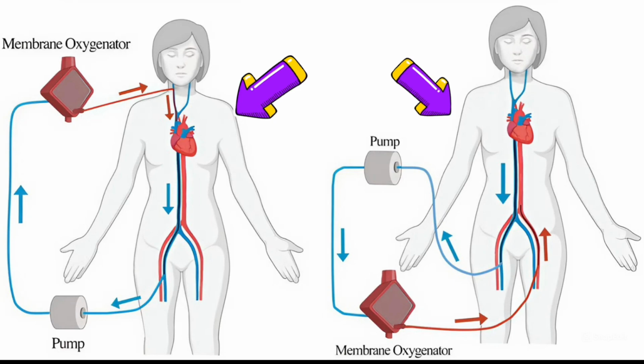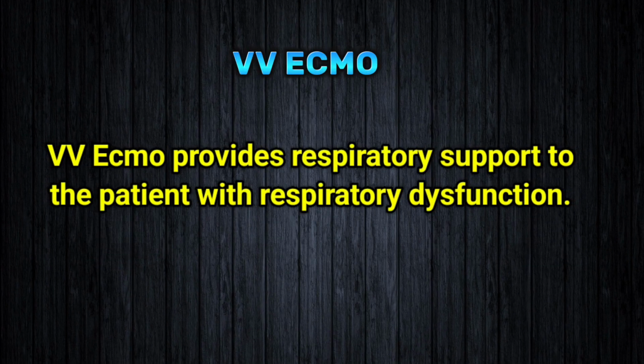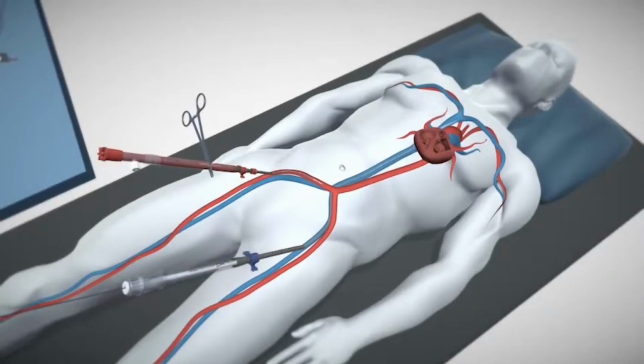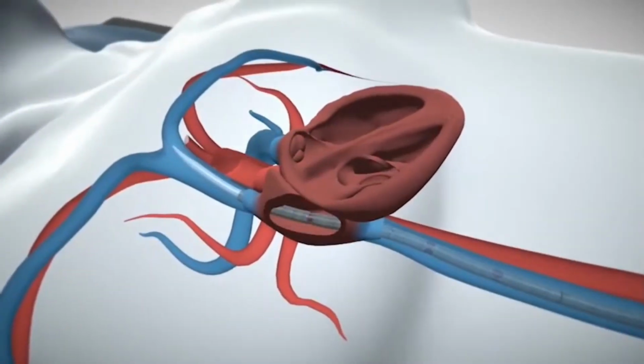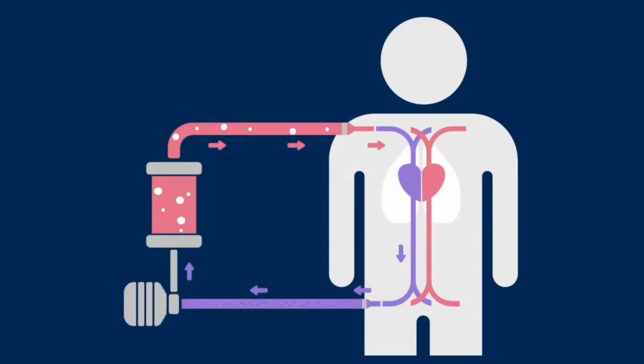First, we will discuss in detail veno-venous ECMO. VV ECMO provides respiratory support to patients with respiratory dysfunction. Here, deoxygenated blood is actively collected through a drainage cannula from a point in the IVC. Then the blood passes through an oxygenator where carbon dioxide is removed and oxygen is added. Then this oxygenated blood is pumped back into the venous circulation.